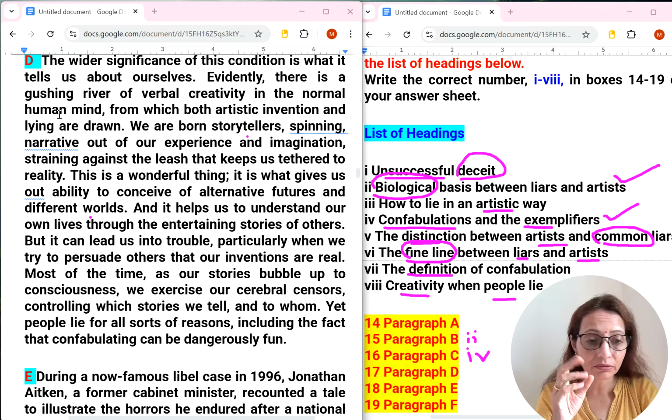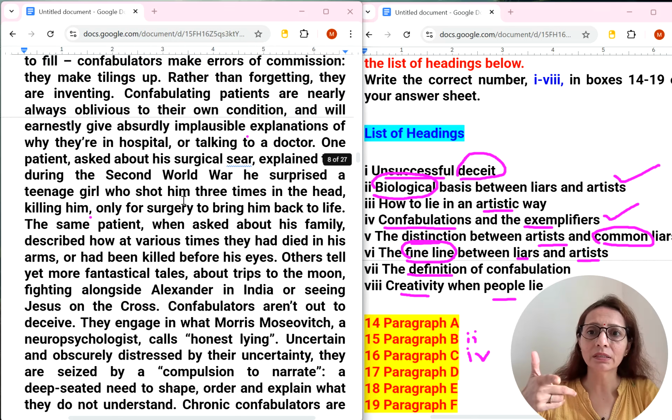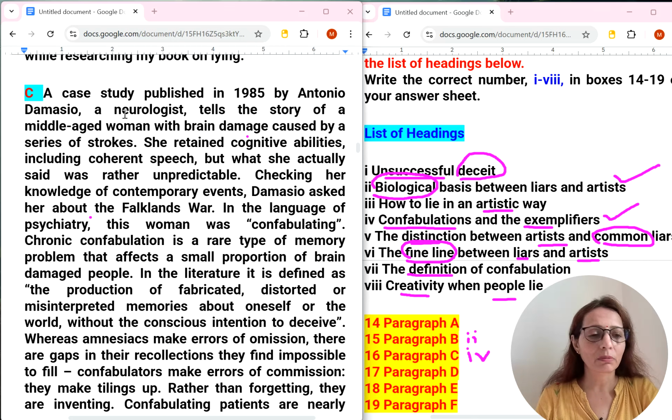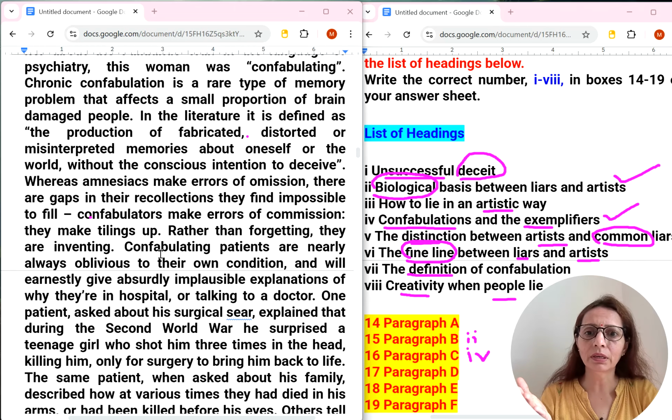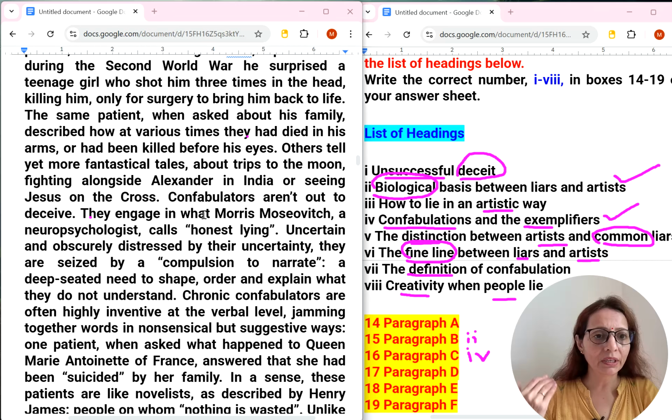So I have read a few lines, then I could make out that they are talking about confabulations, definition and all. So yes, the definition of confabulation is also there. But they were giving examples also, because when they started C number paragraph, they were talking about a case study. And further on, as I told you, they are talking about the confabulating patients, and throughout the paragraph they were giving, see this one more example, Alexander in India and all. So they are just explaining exemplifiers also.